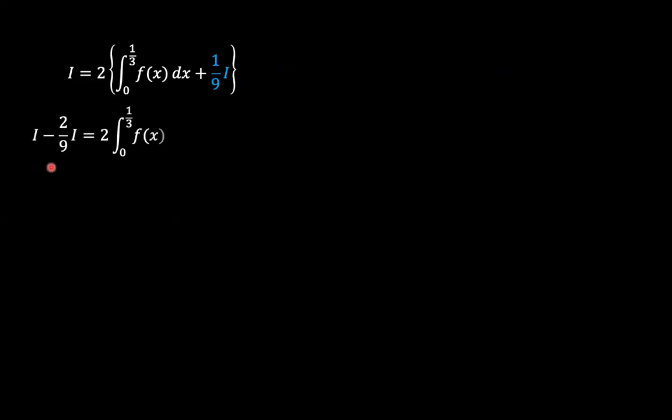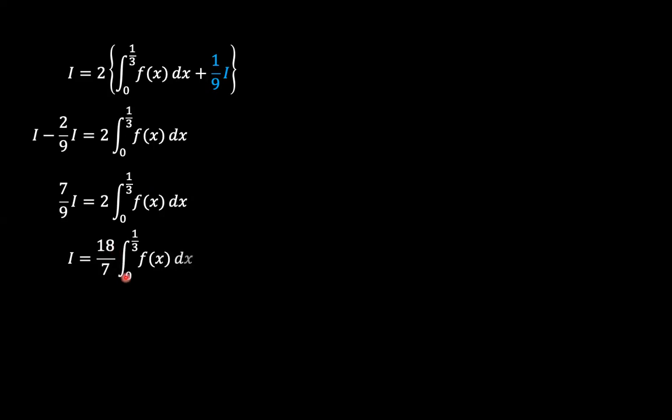Making I the subject is going to be our focus. It means that I minus 2 over 9 I is equal to twice the integral of f(x) from 0 to a third. And so 7 over 9 I is equal to twice that same integral. Therefore, I is 18 over 7 times the integral of f(x) from 0 to a third.